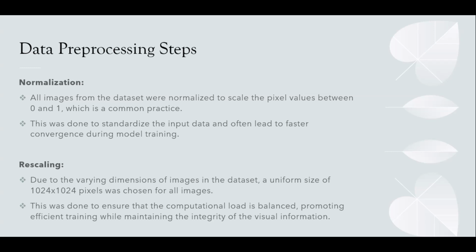Then we have the data pre-processing steps. We took two steps: normalization and rescaling. Normalization normalizes pixel values to between 0 and 1. We did that because it's a common practice, it standardizes the input data, and often leads to faster convergence during model training. Then we rescale the images because of their varying dimensions. We give the images a uniform size of 124 by 124 pixels, because we want to promote efficient training.